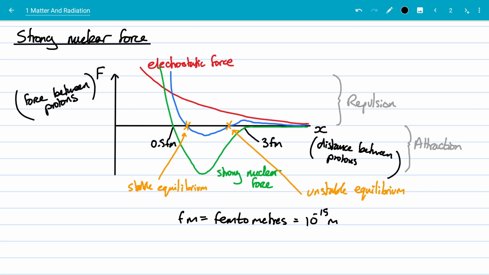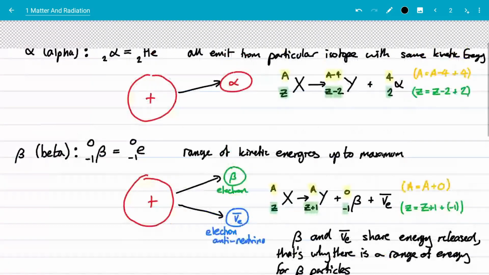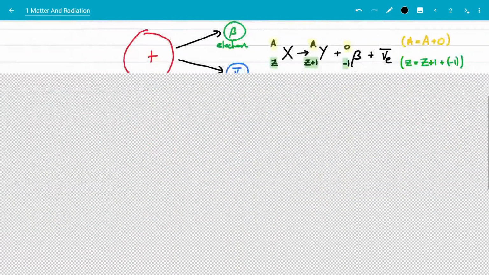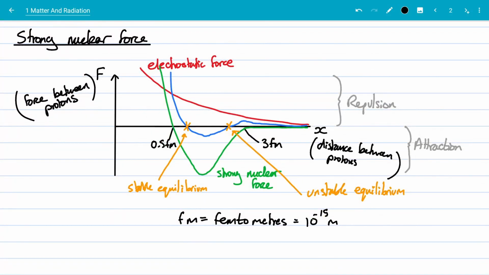Now, if the nucleus is too big, then this force can't extend from one side of the nucleus to the other. So we need more neutrons to add more of this force to overcome that electrostatic repulsion between the protons. And if the nucleus gets too big, it's actually more energetically favorable just to eject part of it. And that's what alpha decay is. Why is it an alpha particle? Because alpha is very, very stable in itself.